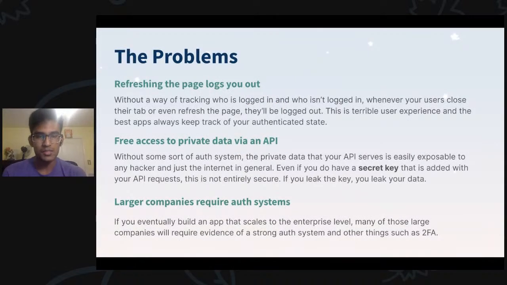There are 3 problems that auth systems aim to solve. The first one is keeping track of authenticated state. Right here, we have an example of refreshing the page logging you out. If you've ever been on a website like Facebook or any other popular website, you know that when you log in, you stay for a couple hours or maybe browse for some time, and then once you close the tab and come back the next day, you're still logged in.